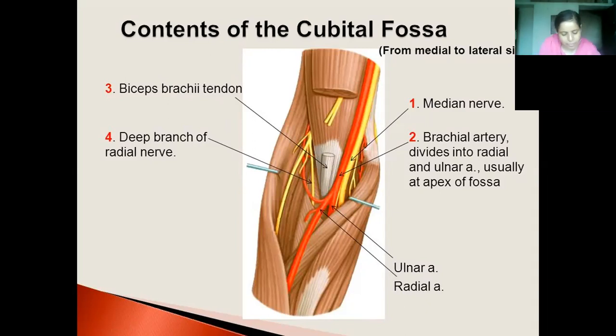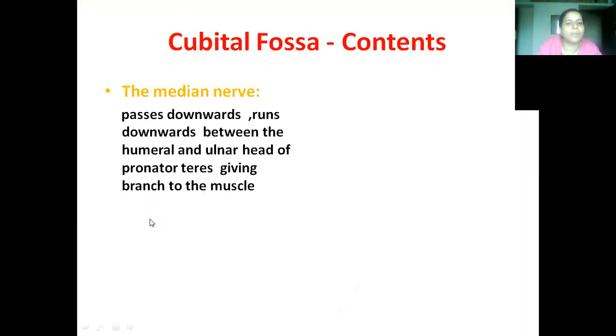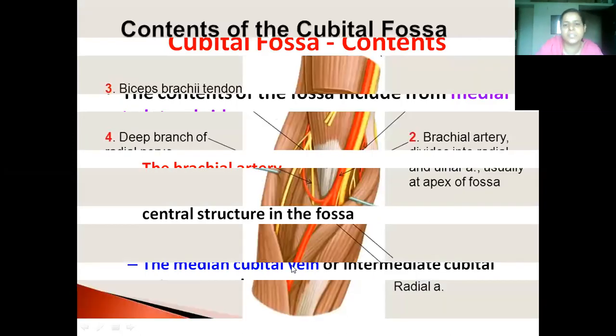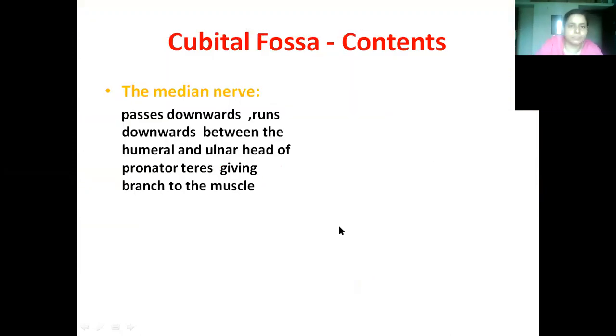From medial to lateral side, I'm repeating once again. M is median nerve, B is brachial artery, another B is biceps brachii tendon, and R is the superficial branch of the radial nerve. So these are the contents of the cubital fossa, medial to lateral: median nerve, brachial artery, tendon of biceps brachii, radial nerve superficial branch. The median cubital vein connects the cephalic and basilic veins, and is seen in the roof.